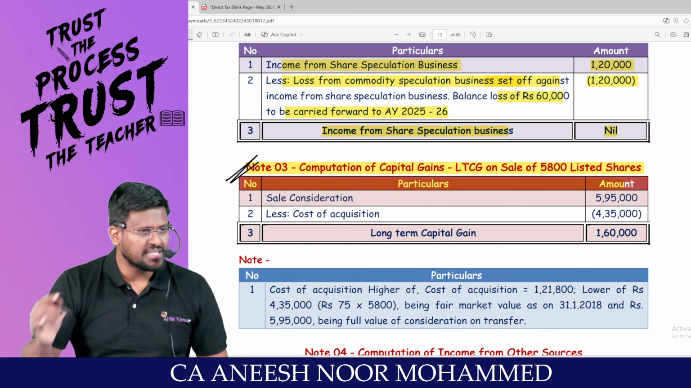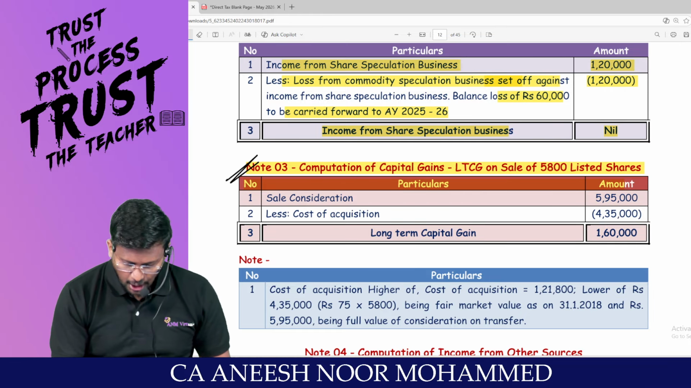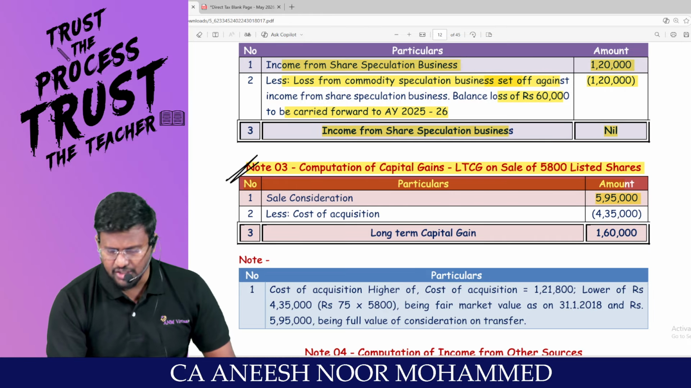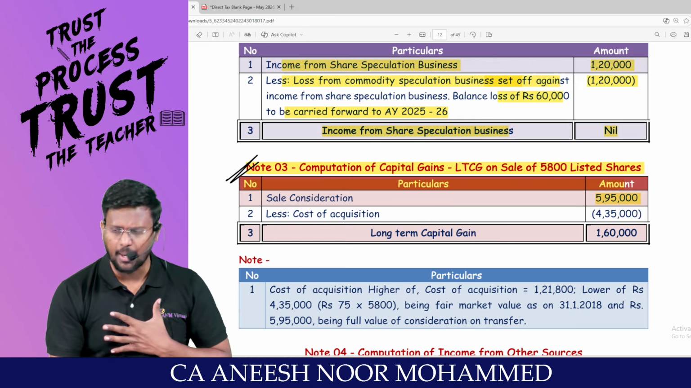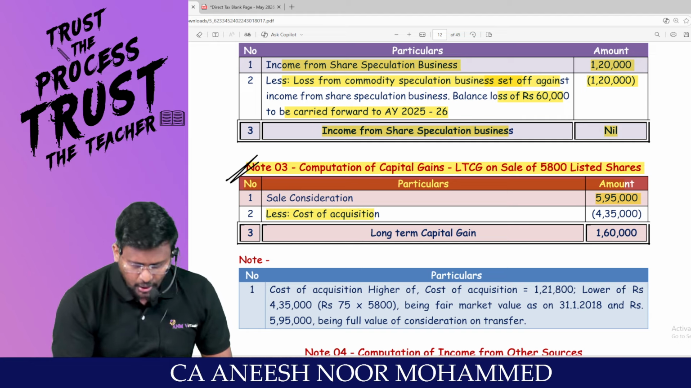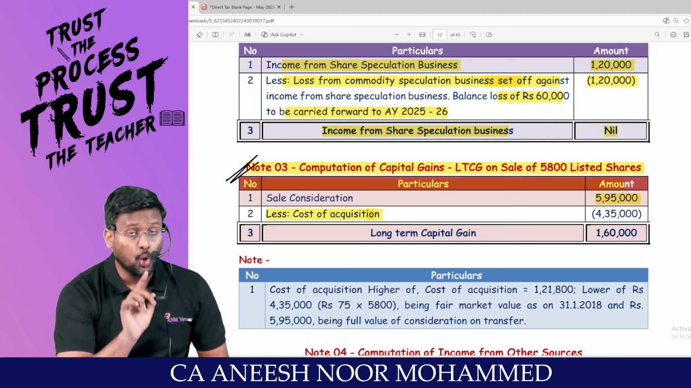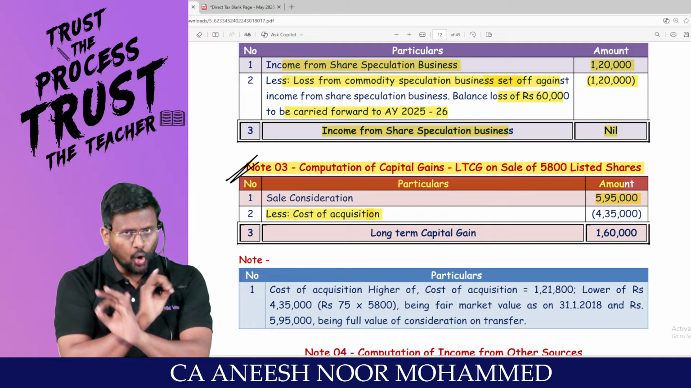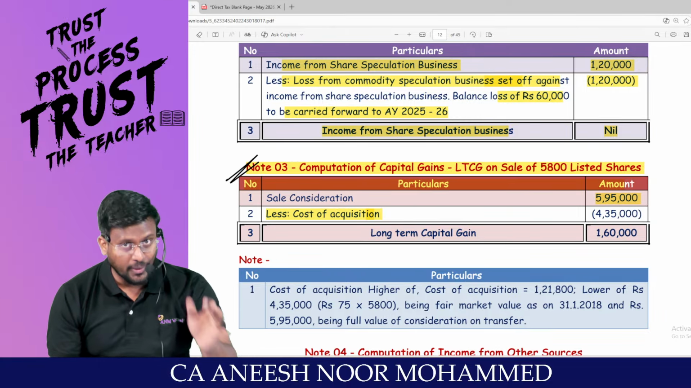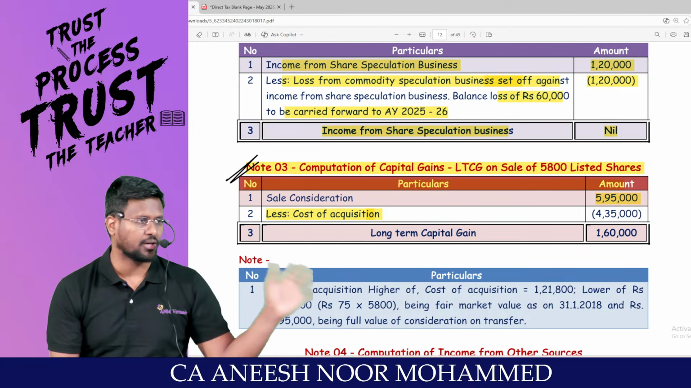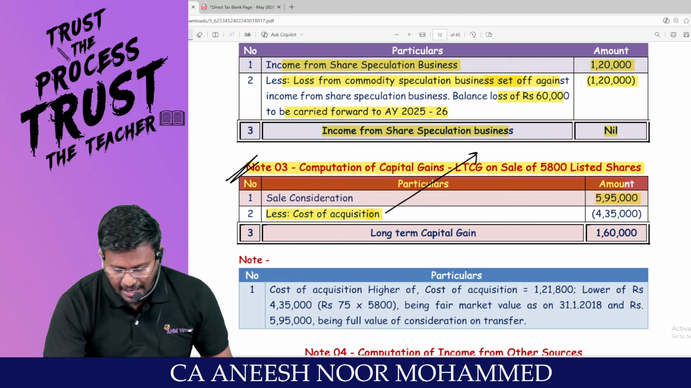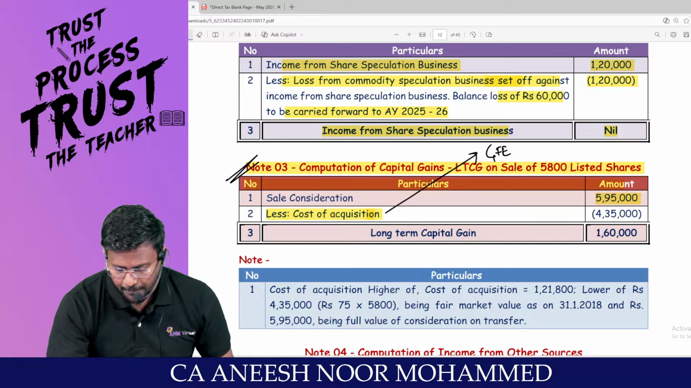How many rupees is the sale consideration? 5,95,000. Already it is straight away given in the receipts and payments account. Am I right? Now less what? Cost of acquisition. Don't say indexed cost of acquisition, because for a super asset, there is no concept of indexation at all, whether it is before the cutoff date or after the cutoff date. Am I right? So the cost of acquisition is the grandfathering effect. Are you all really with me?